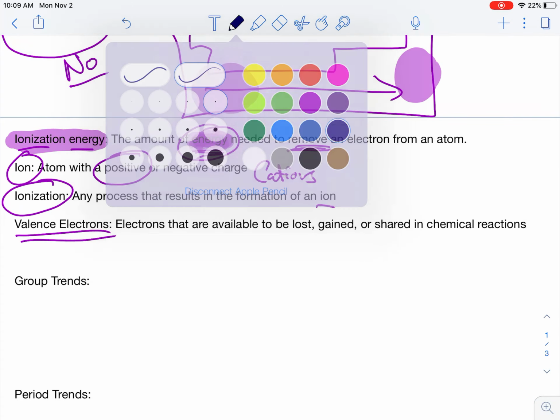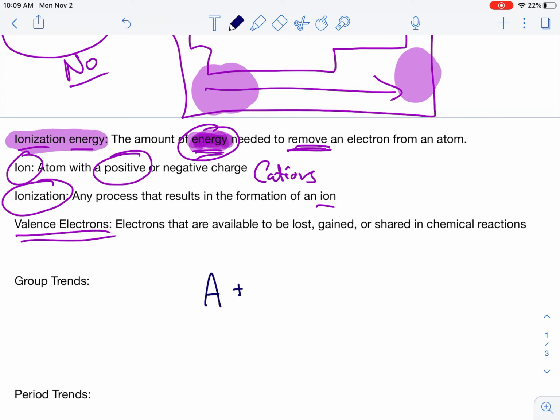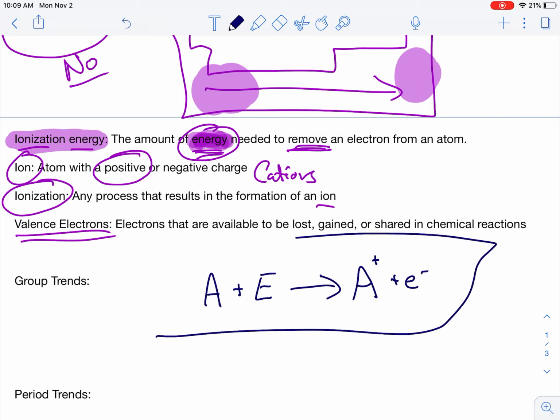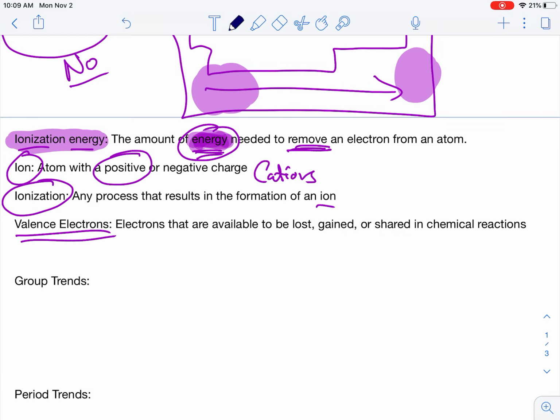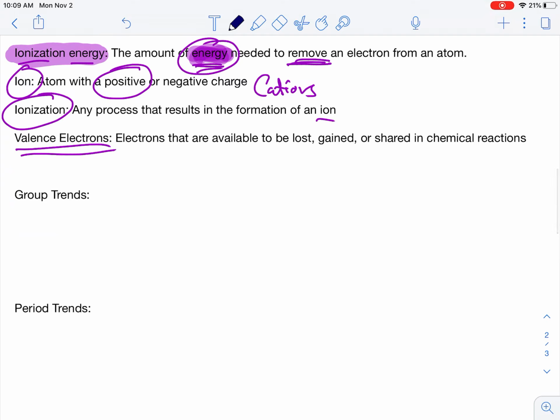A way to think about this would be if I had an atom and I zapped it with energy, the atom's going to turn into a cation, and I'm going to be left with an electron. So that's a little chemical formula for how this thing actually looks. Cool. Let's do group trends and period trends. So as I go down a group, what's going to happen to the amount of energy required to remove an electron?